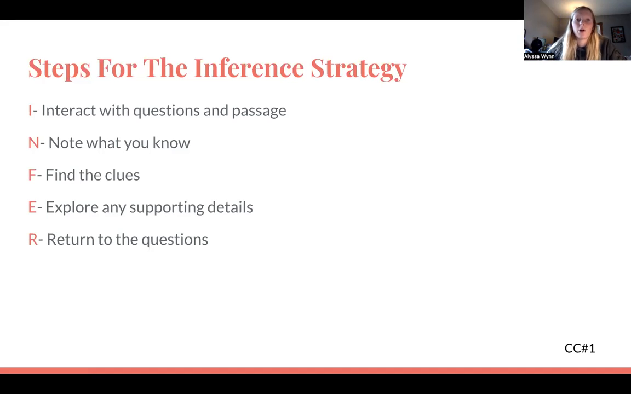For E, it's explore any supporting details. In the explore step, you will look for other clues in the passage that will support your answer or prove that the first answer you chose is wrong. And the last one, R, is to return to the questions. Once you think you have a good answer for a question, go back to the question and look at the answers to see if they're correct.